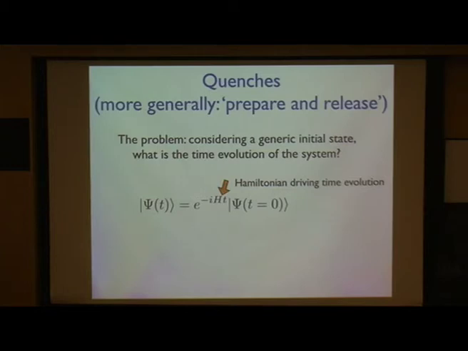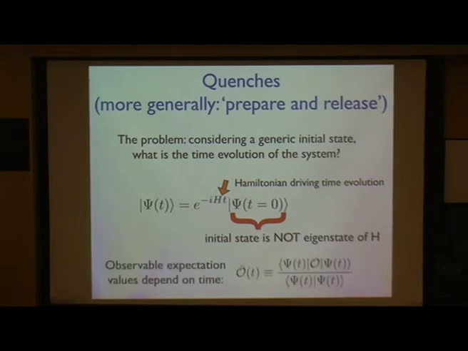The point is, of course, that the initial state, not being an eigenstate of this time evolution operator, generates a horrible mess. And the question is, where does that lead you to? The things that you want to be able to describe are just time-dependent expectation values of physical observables, maybe local density correlations or things like that.